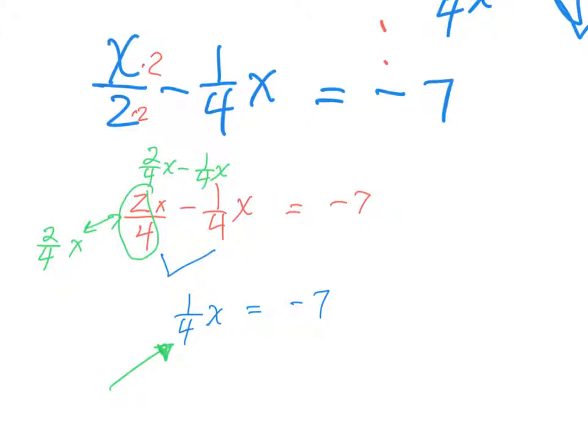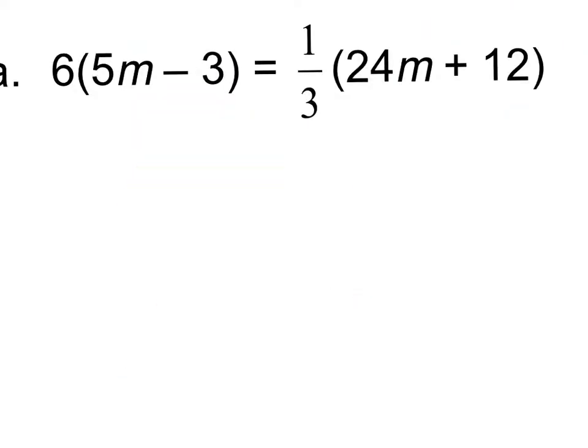You multiply by the reciprocal, which is 4. And when you do that, you get x is equal to -28. Before you even begin, you need to know that you have to draw that little dotted line that shows you the two sides of the equal sign so that you could simplify the left and you could simplify the right, and then you can move things over.